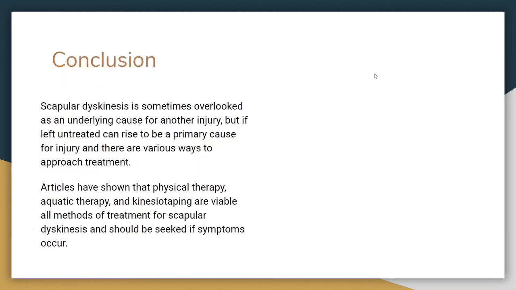In conclusion, scapular dyskinesis is sometimes overlooked as an underlying cause for another injury, but if left untreated can rise to be a primary cause for injury. Although there are various ways to approach treatment, articles have shown that physical therapy, aquatic therapy, and kinesiotaping are viable methods of treatment for scapular dyskinesis and should be sought if symptoms occur.